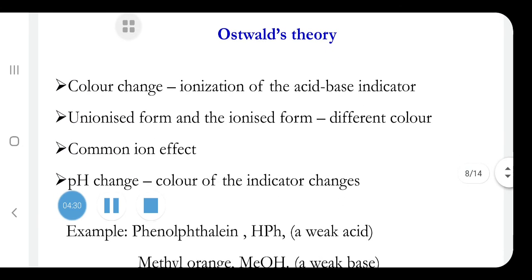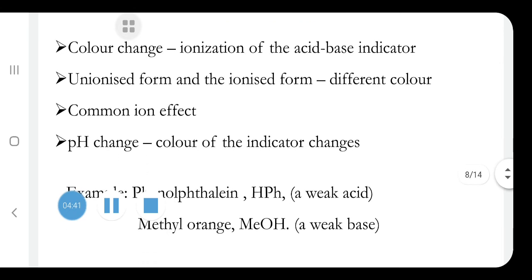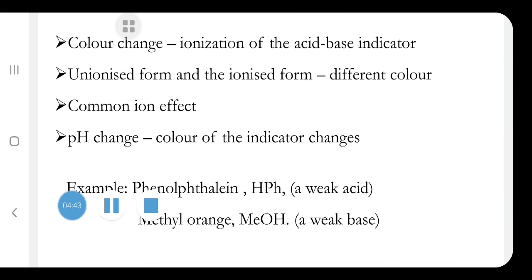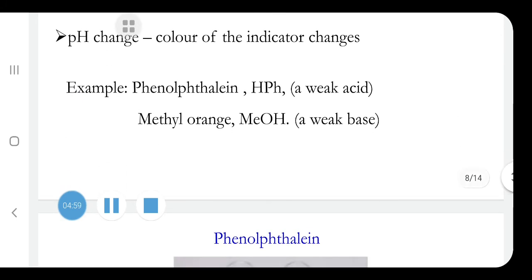Now Ostwald's theory in a bit more elaborate manner. According to Ostwald's theory, the color change is a result of ionization of the acid-base indicator. The unionized form and the ionized form have different colors, and the common ion effect plays a crucial role here. When the pH changes, the color of the indicator changes. Let us take these two as examples and we'll see how Ostwald's theory can be applied here.